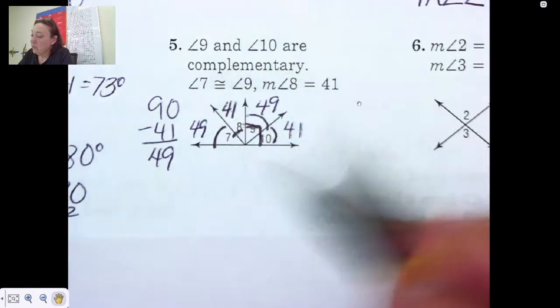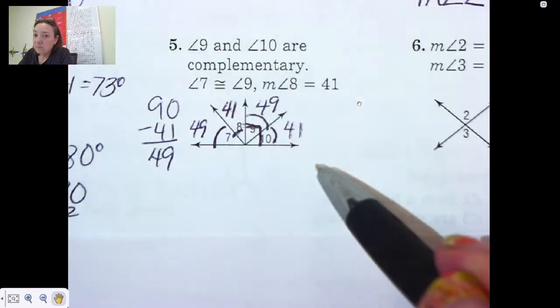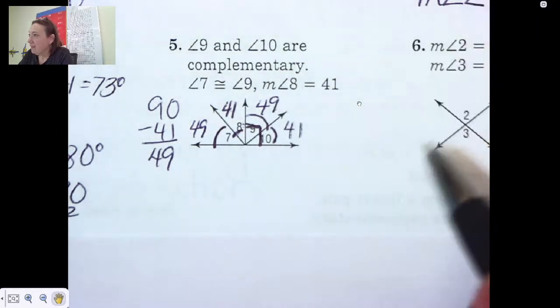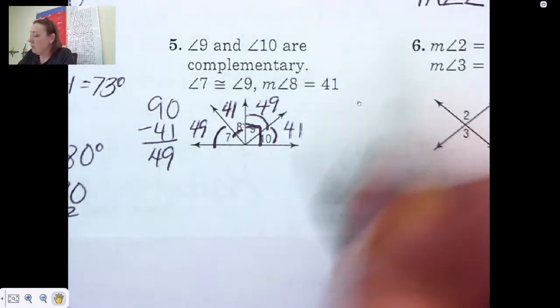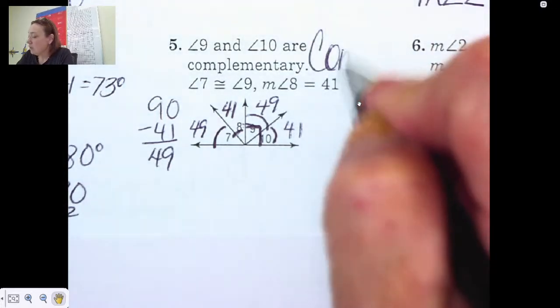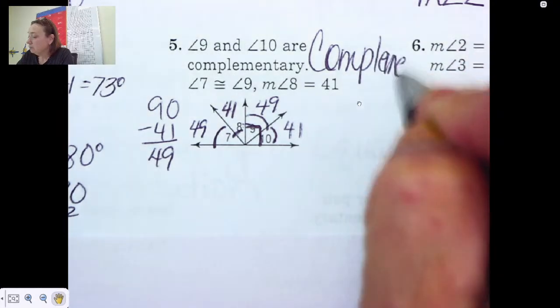What reasoning did we use on this? We used complement, didn't we? A lot of people want to say supplement, but we did not. We used complement. It was all about the 90, right? Okay, so let's look at number 6.